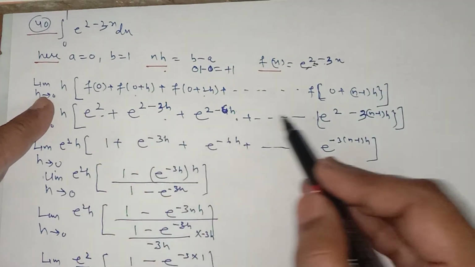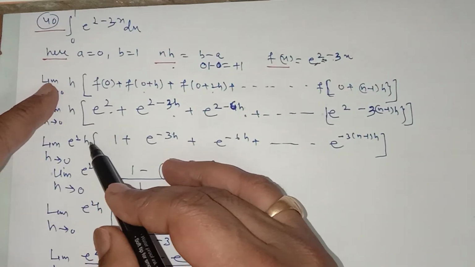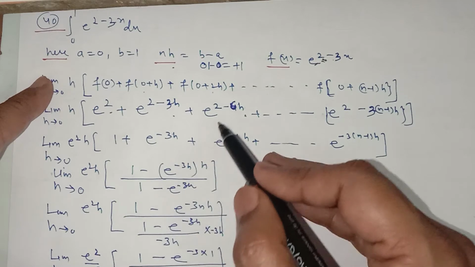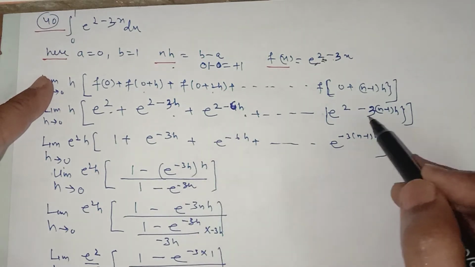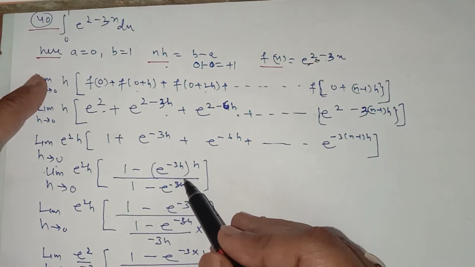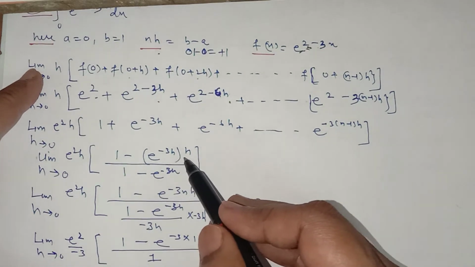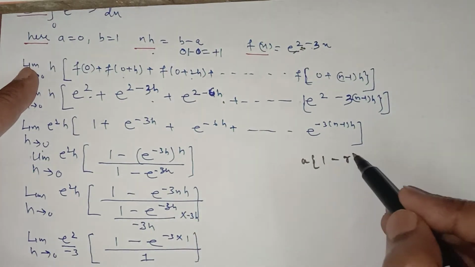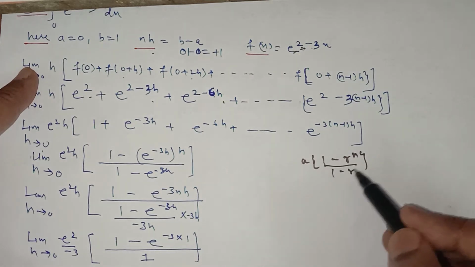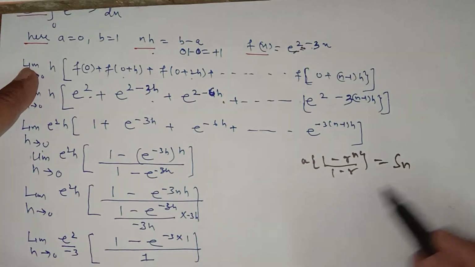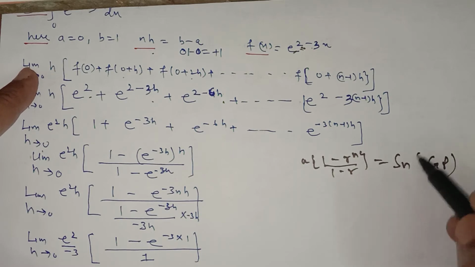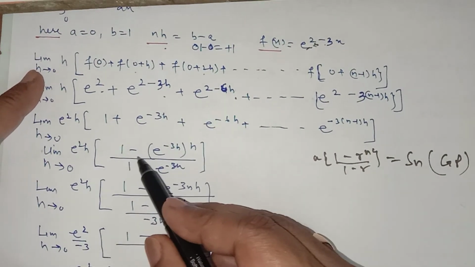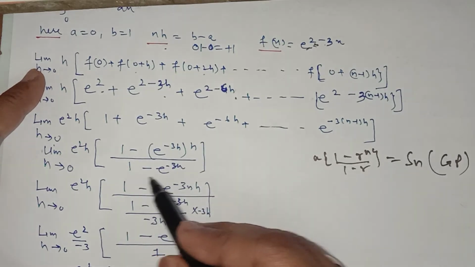e to the power 2 we can take easily common, h is already there, so 1, e to the power minus 3h, e to the power minus 6h up to e to the power minus 3 n minus 1 into h. Using the formula of geometric progression, which is S n equals a into 1 minus r to the power n upon 1 minus r for GP, where a is 1 and r is e to the power minus 3h. So 1 minus r to the power n upon 1 minus r.